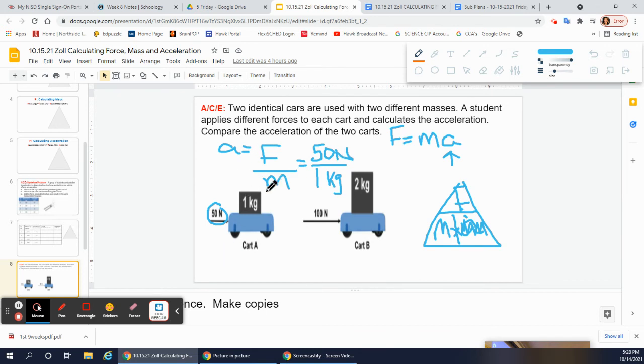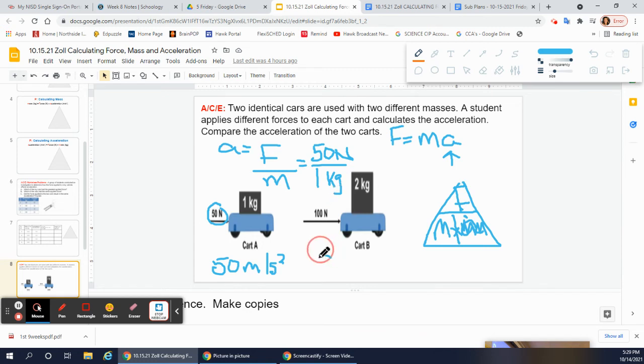We don't even need a calculator for that. Our acceleration here for cart A is 50 meters per second squared. Those are my units for acceleration. So you would do the same thing for cart B. You'd use the same formula because we want the acceleration.